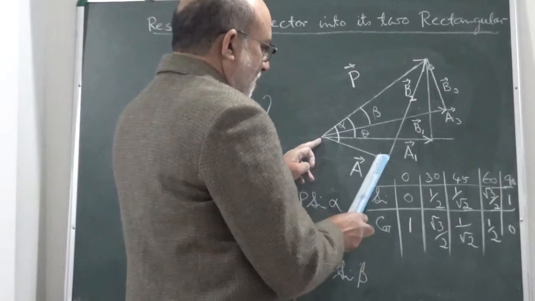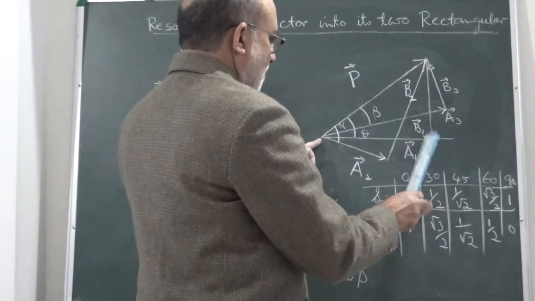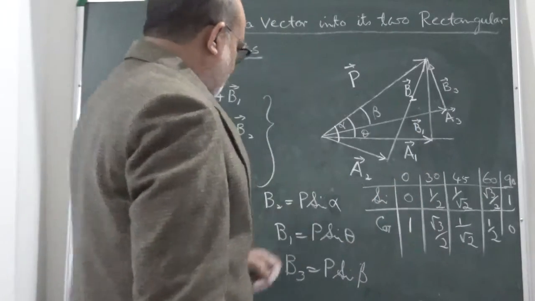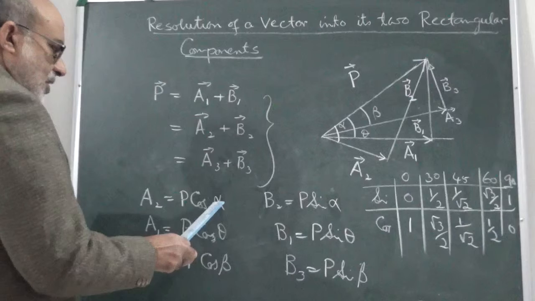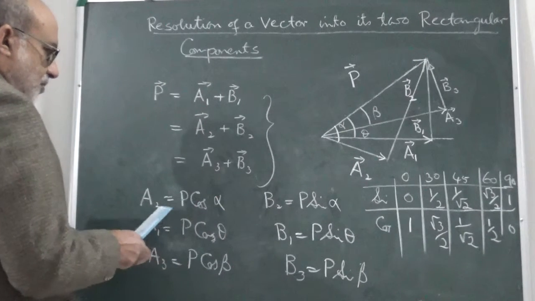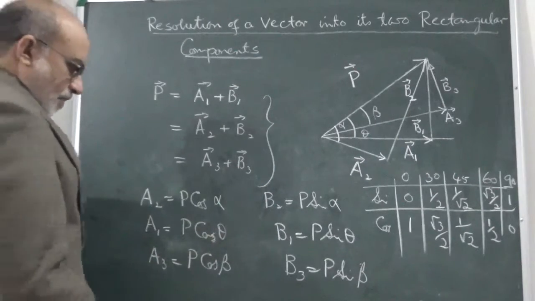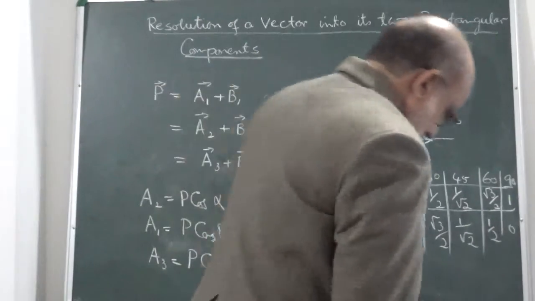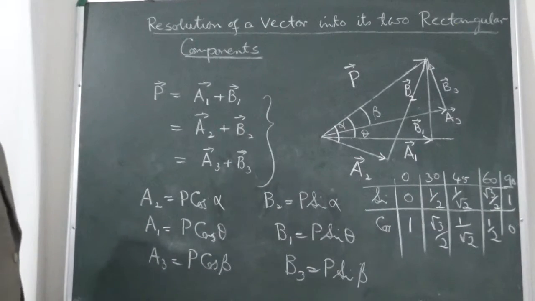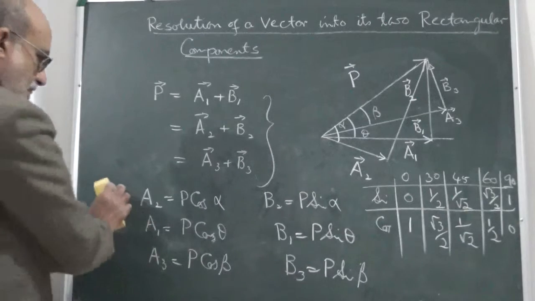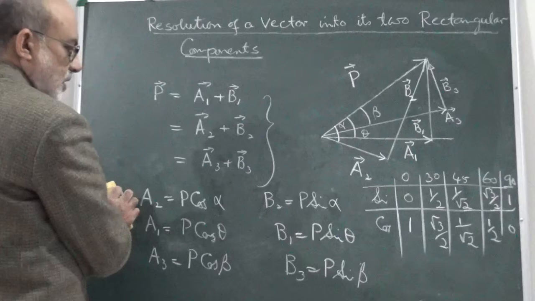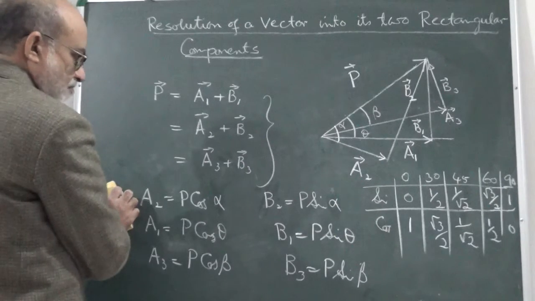So A2 is less than A1 because the angle is larger, and if the angle becomes 90 degrees, this component becomes 0. This is called the resolution of a vector into its pair of rectangular components.